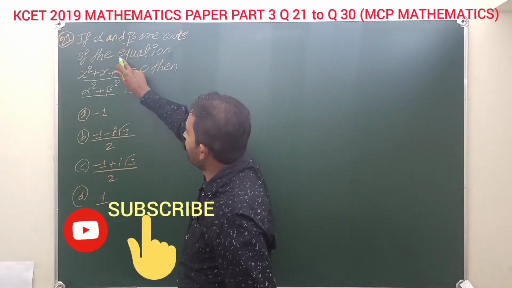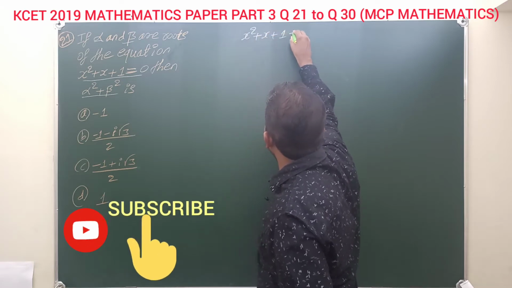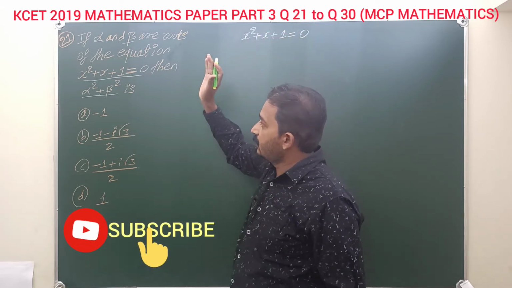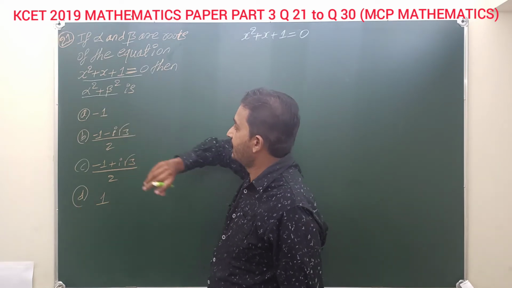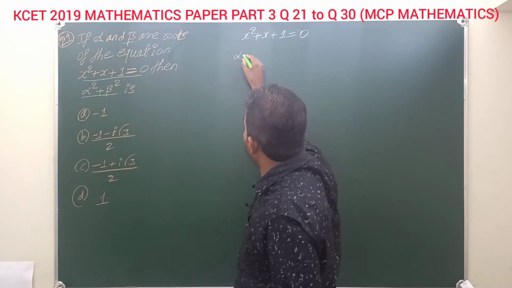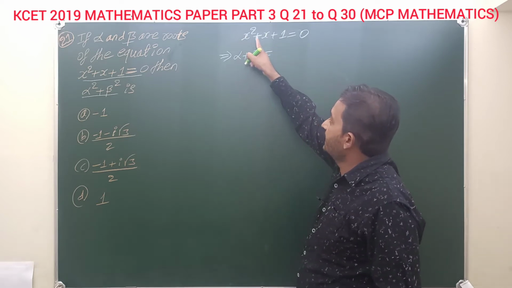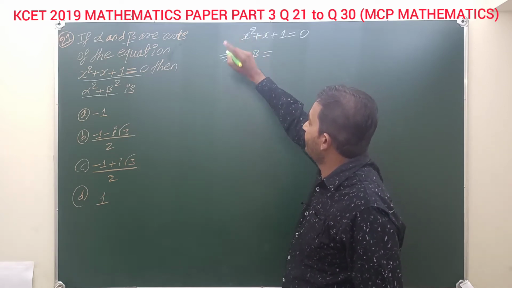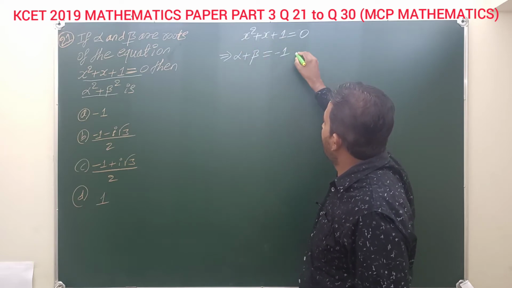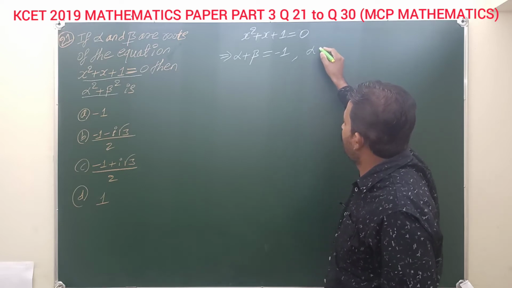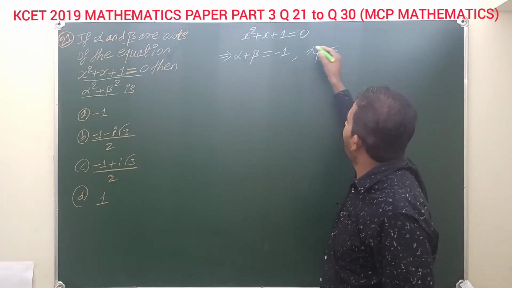If alpha and beta are the roots of this quadratic equation, here the quadratic equation is x square plus x plus 1 is equal to 0. Using the properties, sum of the roots and product of the roots, find alpha square plus beta square. The sum of the roots, alpha plus beta, is minus b by a. Here b is 1, a is 1, c is also 1, so minus b by a is minus 1. Using one more condition, the product of the roots, alpha into beta is equal to c by a, 1 by 1, which is 1.